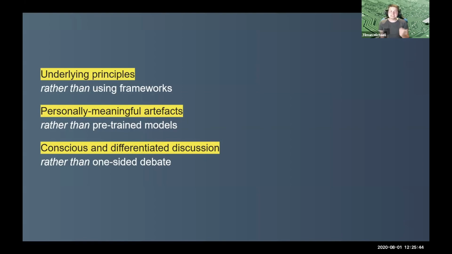And based on this understanding, we have a differentiated discussion regarding the influence of AI on our society, such as fairness, why there are problems with bias, why transparency and explainability are important, and the security of decisions that are made by an AI.